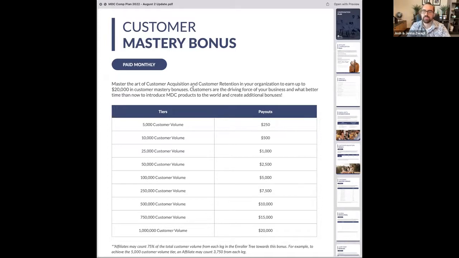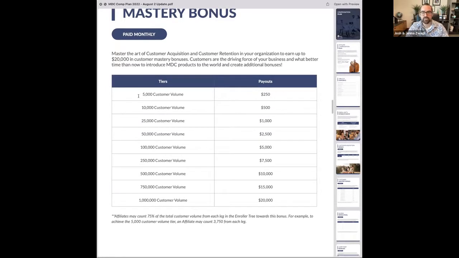And so what's cool about this is you as an upline leader have a major incentive to now help your team drive customer volume through your organization. And so there's a handful of different tiers. This is your total customer volume in your organization, both new orders and reorders. So we're looking at your total customer volume, and you're able to earn anywhere from $250 per month at this 5,000 customer volume tier, all the way up to $20,000 per month by having $1 million in customer volume.